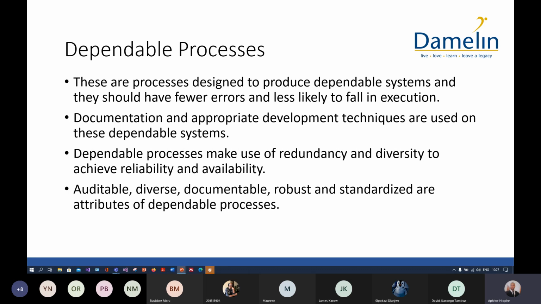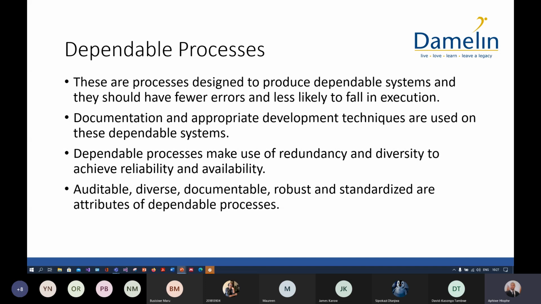So the dependable processes, these are processes designed to produce dependable systems, and they should have fewer errors and be less likely to fail in execution. Documentation and appropriate development techniques are used on these dependable systems. So certain things have to be part of your processes when building dependable systems. One of them is making sure the system is properly documented, okay?